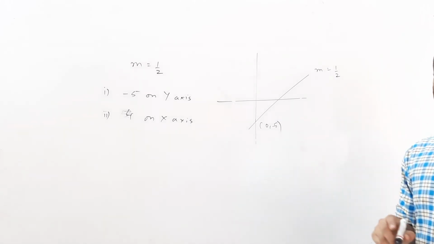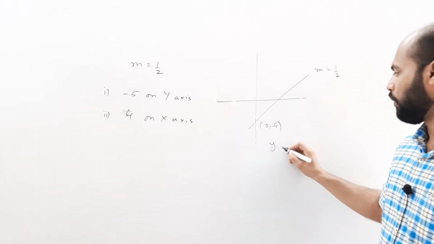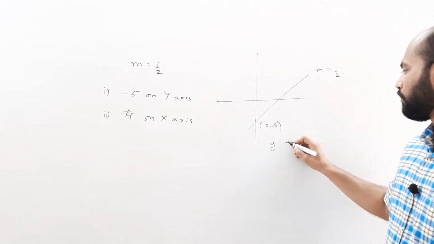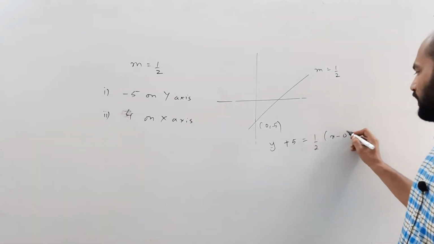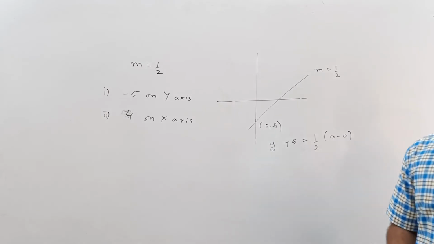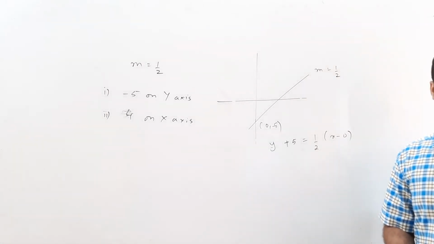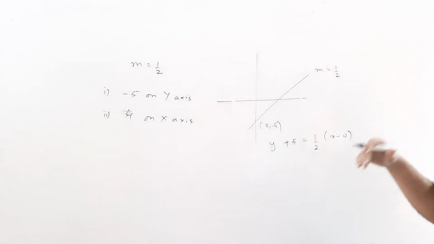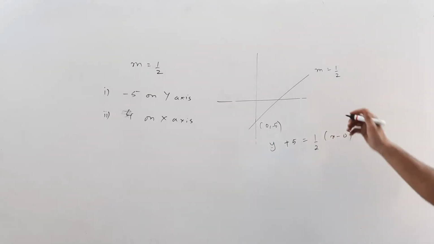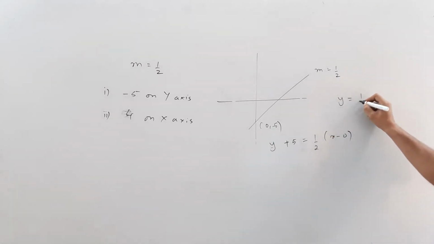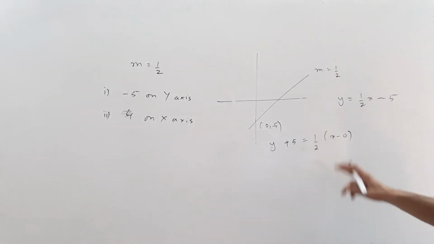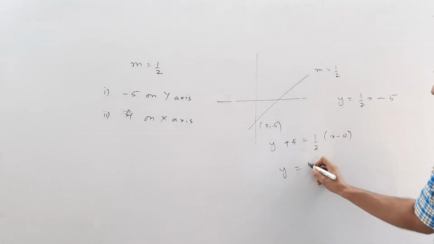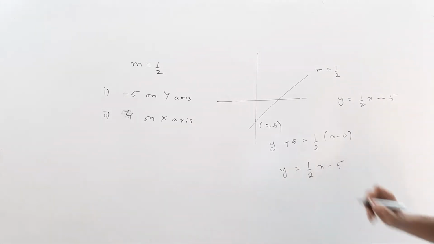So slope is given as half. So now we can write the equation of this line as y plus 5 is equal to half into x minus 0. So basically we are applying the slope point form only, but then if you want to straight away apply this form, then we can also write y is equal to half x minus 5. That would be the answer to this question, and if we continue doing this, we will get the same answer, that is y is equal to half x minus 5.